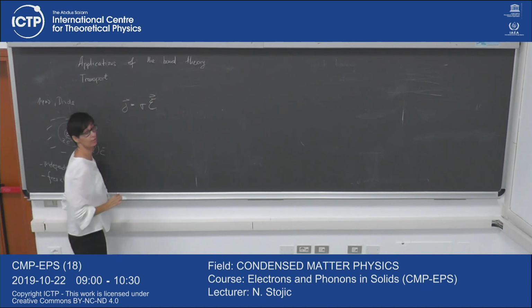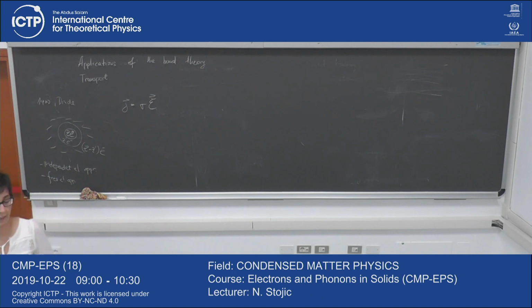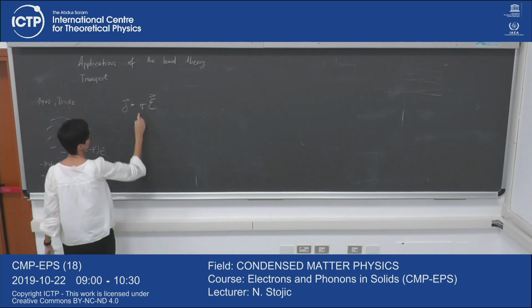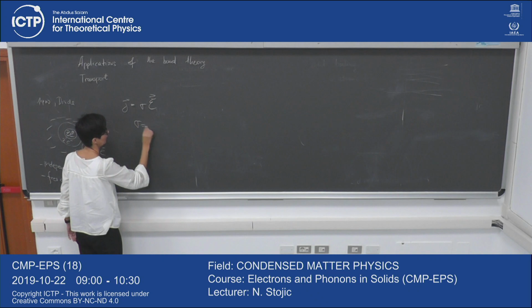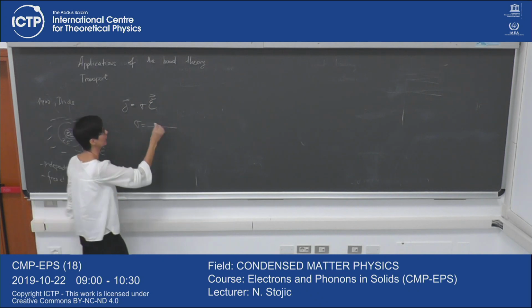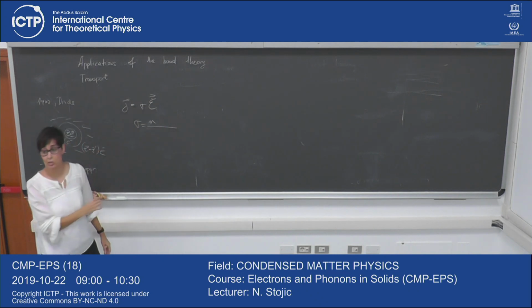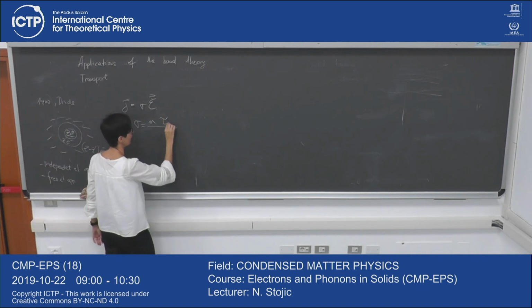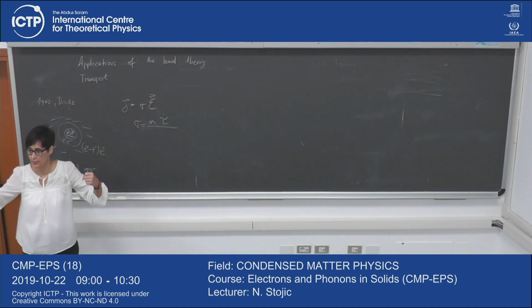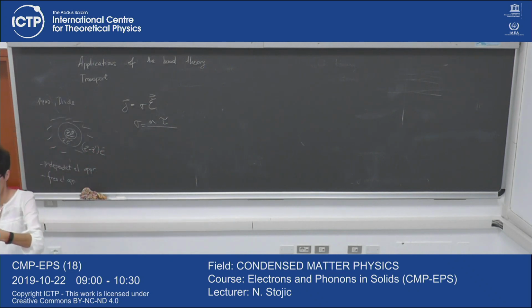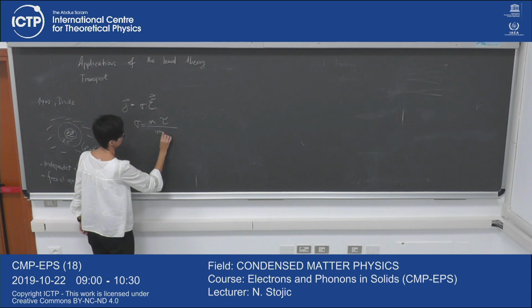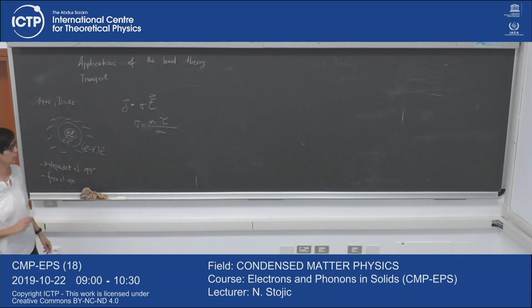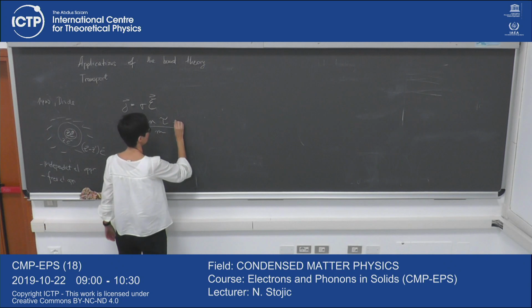With some proportionality constant, sigma. And he was able to express this sigma as dependent on the density of electrons, on the scattering time. So they are going around, they scatter, and between two scatterings there is some average time. This is the scattering time, inversely proportional to the mass and the charge.